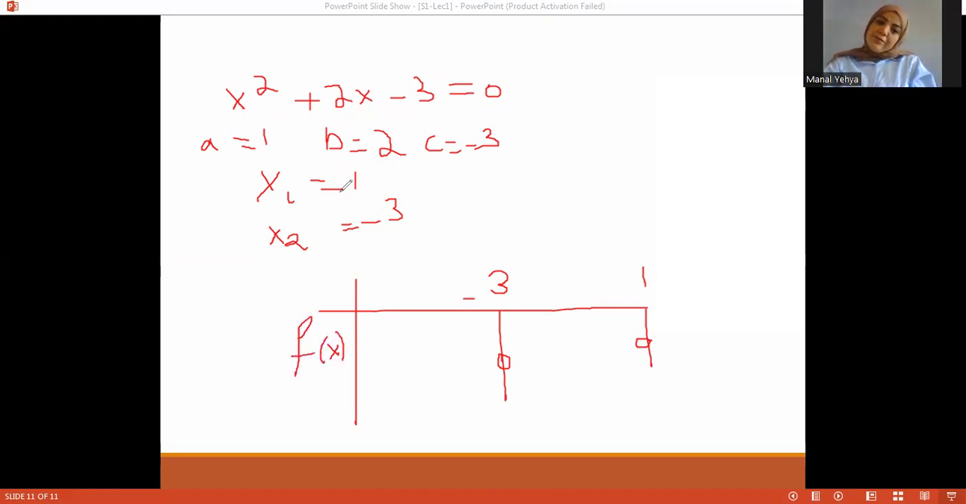And now, you look at a. Is a positive or negative? a is positive. So inside the roots, opposite sign of a, outside the roots, same sign of a. So now we can say that this equation is positive from minus infinity to minus 3, union 1 to plus infinity. And this equation is negative between minus 3 and 1. So that's how we study the sign of the function.